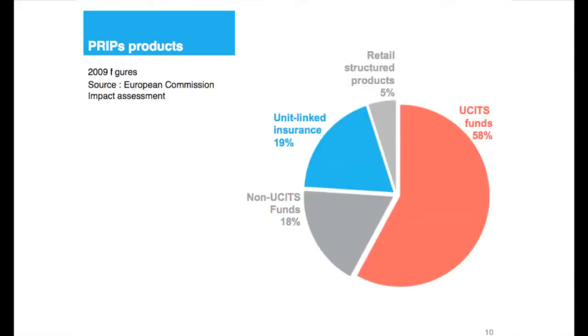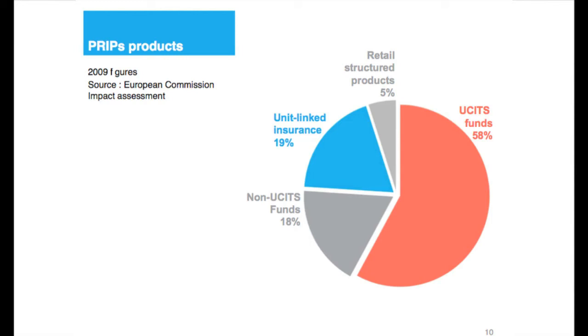So packaged product includes four categories of investment, essentially. The UCITS funds, which are investment funds that are subject to very strict guidelines in terms of risk management. That's the biggest share. You have non-UCITS funds, which is essentially also investment funds, similar to the previous ones, but they're not subject to the guidelines. So usually they are more risky.